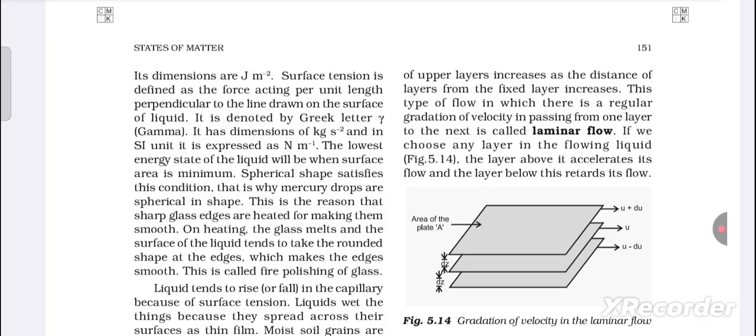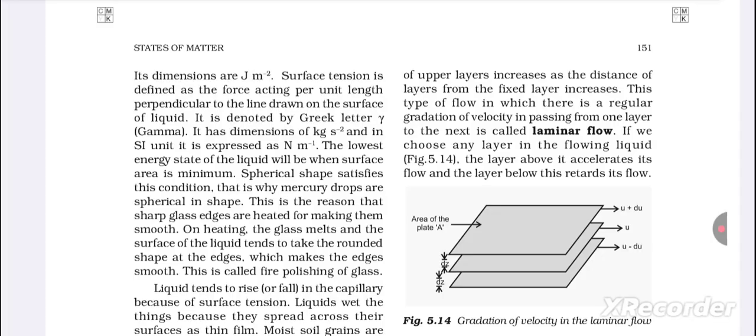a line drawn on the surface of a liquid. It is denoted by a Greek letter. It has dimensions of kilogram per second squared, and in SI units is expressed as Newton per meter. The lowest energy state of the liquid will be when the surface area is minimum. Spherical shape satisfies this condition. That is why mercury drops are spherical in shape.